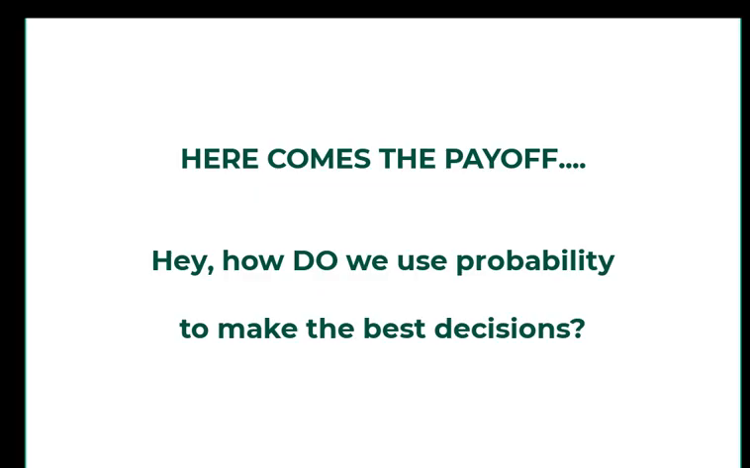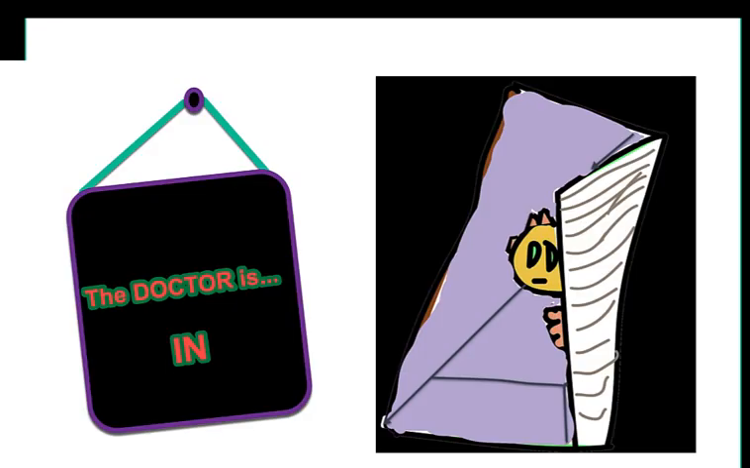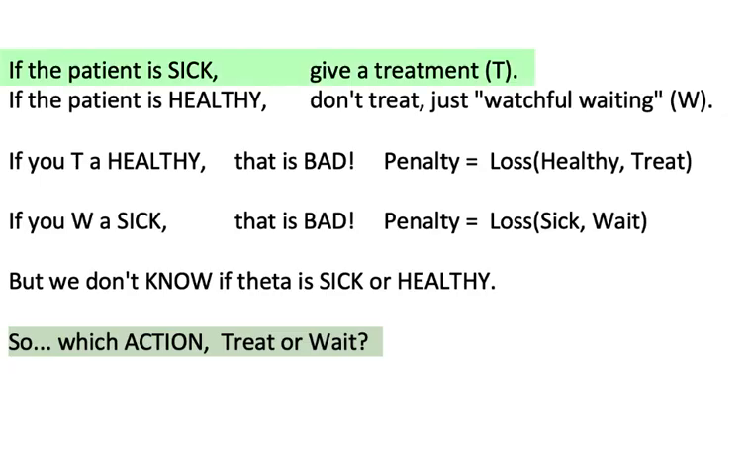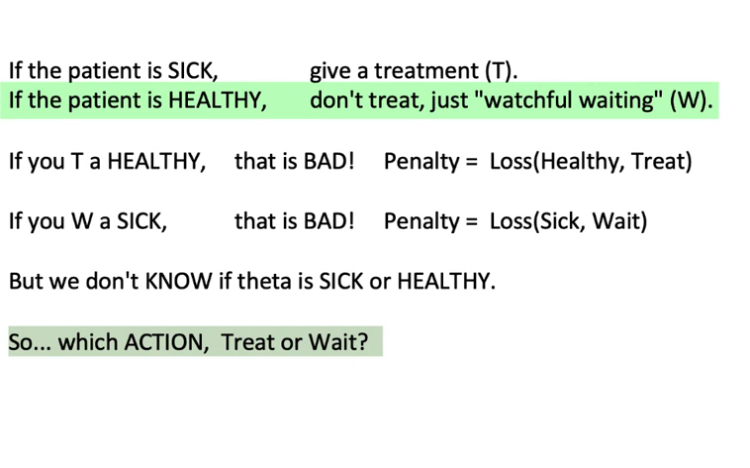Didn't I promise that these posterior probabilities will help us make better decisions? I sure did. If the patient is sick, you probably want to treat. If not, you probably want to hold off, what the doctors call watchful waiting. Now that we have the test result, we have the posterior probability of being sick. But to make the best decision, you need one new ingredient.